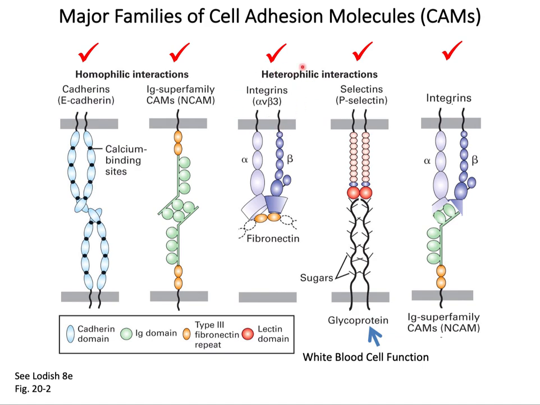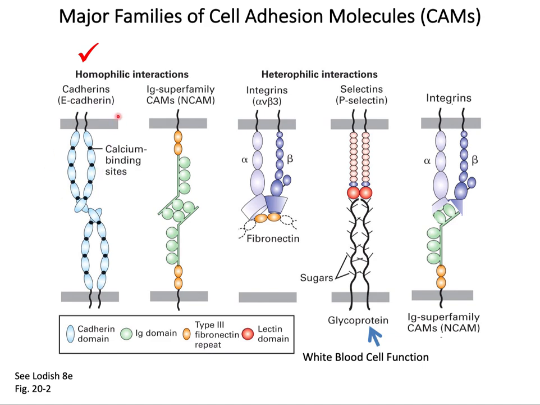The transmembrane linker protein integrin can interact with the components of the extracellular matrix. This would be a heterophilic interaction. And finally, a transmembrane linker protein known as selectin, an example is P-selectin, can interact with a glycoprotein of a neighboring cell. This last heterophilic interaction is really important in white blood cell function. I want to look at each of these proteins and each of these interactions.